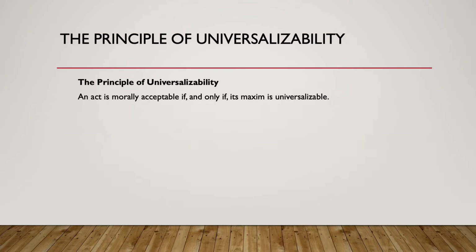So, remember, the principle of universalizability says an act is morally acceptable if and only if its maxim is universalizable. So, a maxim, remember, is the principle that underlies and guides our behavior. The principle says what we intend to do and why we intend to do it. Now, every action is going to have a maxim or principle guiding it. What makes an action morally acceptable is whether or not the maxim, that principle, is morally acceptable. The good maxims are the ones that are universalizable.